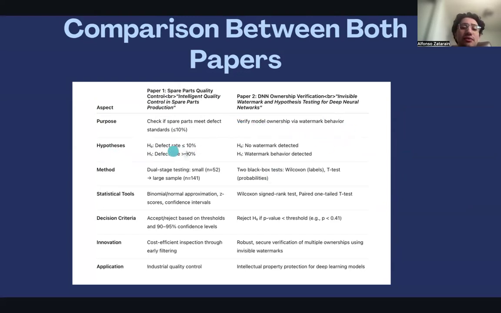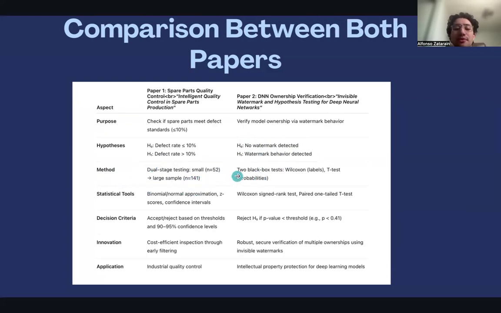The hypothesis in the first paper would be that we reject if the defect rate is greater than or equal to 10%, and we accept if it is less than 10%. For our second paper, no watermark detected would be the H0, and H1 would be watermark behavior detected. For methods, we used dual-stage testing, as I already mentioned: a small sample size first, which would be 52, and secondly, a large sample, which would be 141.